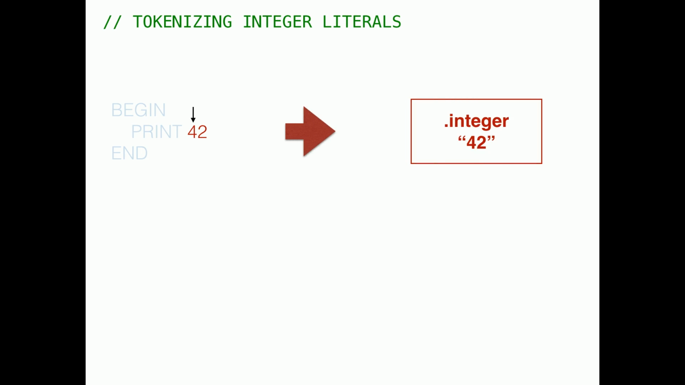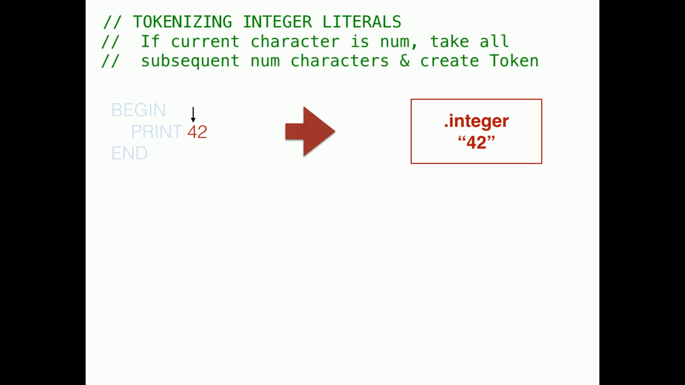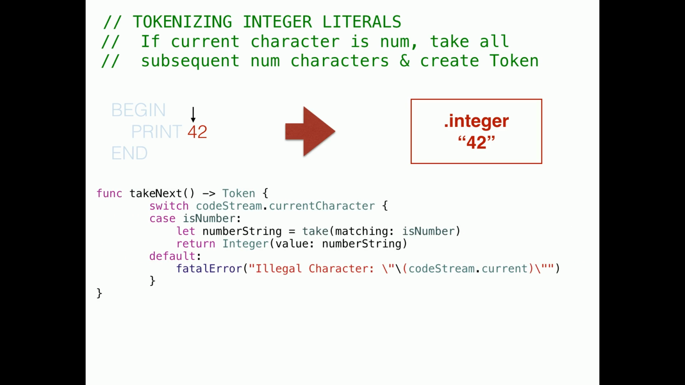So let's talk about tokenizing integer literals as a good place to start. If our tokenizer was looking at this program and came across the 4 character, we would want it to recognize that the 4 character belonged concatenated with the 2 character, and that it was an integer token. If we were going to formalize the rules there, we might say something like this: if the current character is numerical, then take all subsequent numerical characters and create an integer token with them. So here's what an implementation of that might look like in our takeNext function.